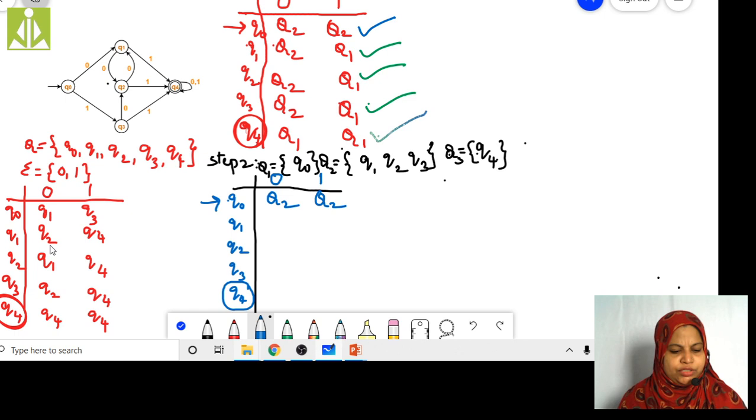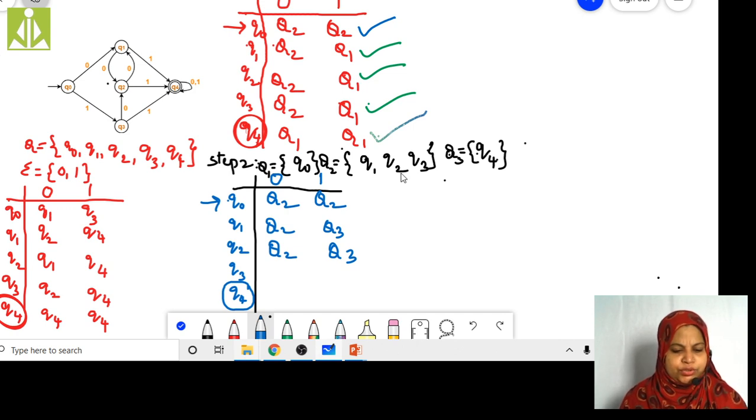Q1 on 0, Q2. Q2 is present in which state? Q2 state. Q1 on 1, Q4. Q4 is present in which state? Q3 state. Q2 on 0, Q1. Q1 is present in which state? Q2 set. Q2 on 1, Q4. Q4 is present in which set? Q3 set.